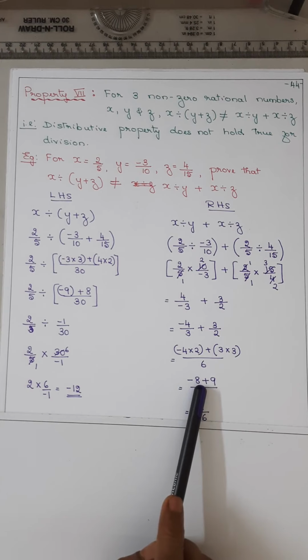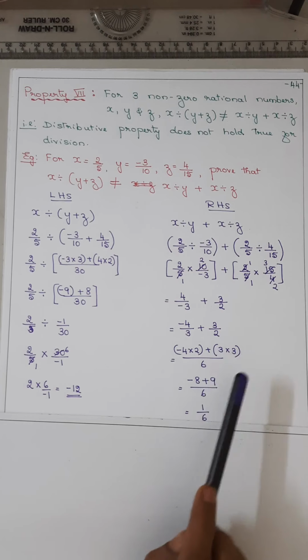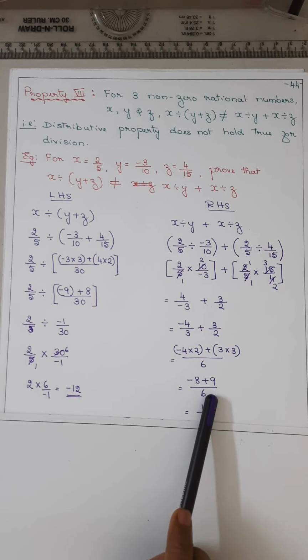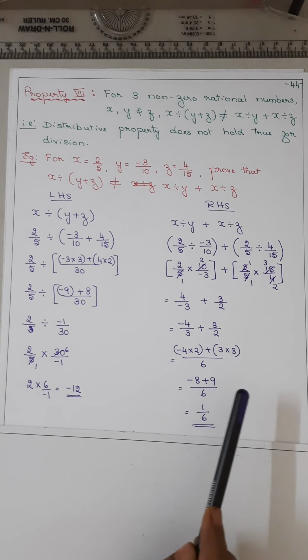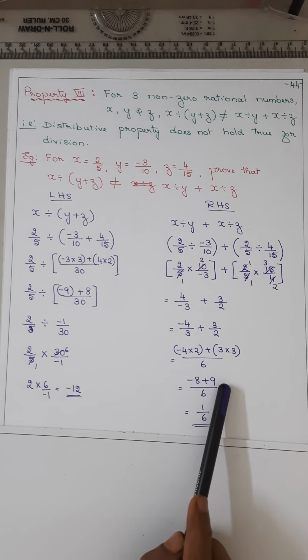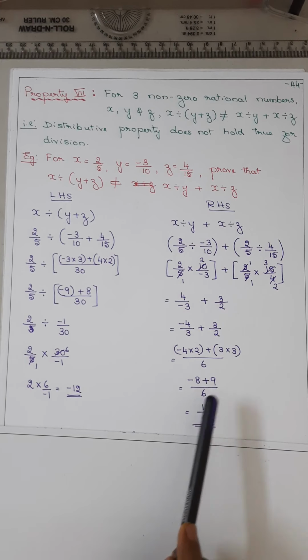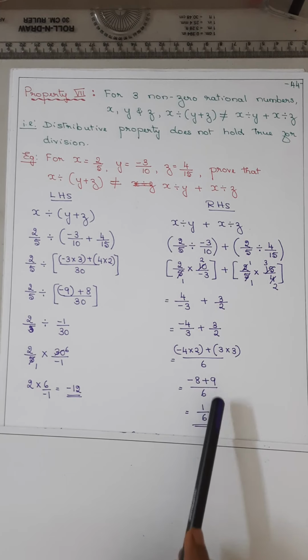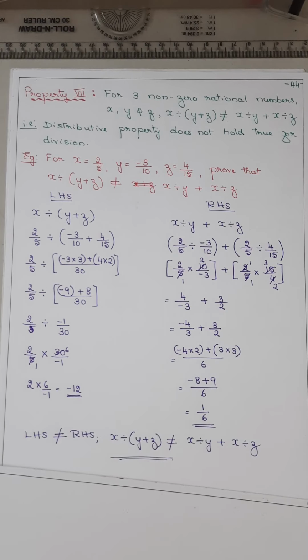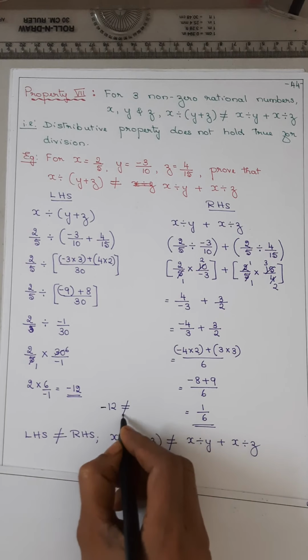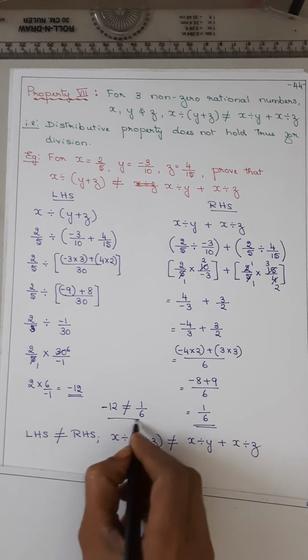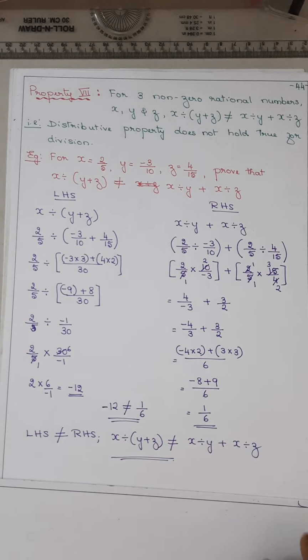In multiplication different signs, minus sign, plus 3 3s are 9 upon 6. Now the different signs, you have to subtract. 9 is bigger, it is having plus sign, so 9 minus 8 is 1 upon 6. Are they equal? No. Minus 12 is not equal to 1 by 6. LHS is not equal to RHS. Hence, verified.